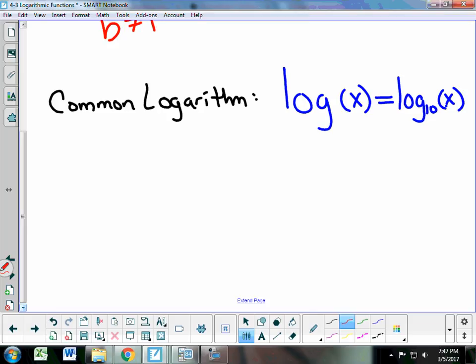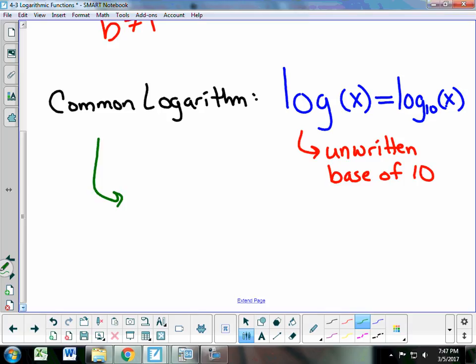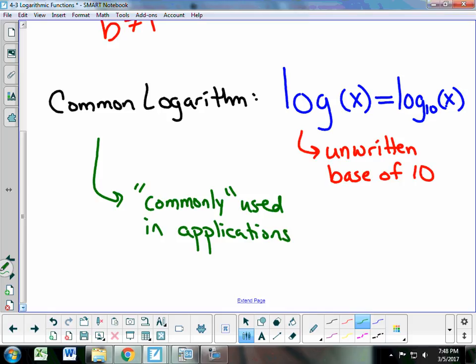Okay, so it's an unwritten base of 10. And it's called common logarithm because it is commonly used in applications. So in real life applications, we like to use base 10.